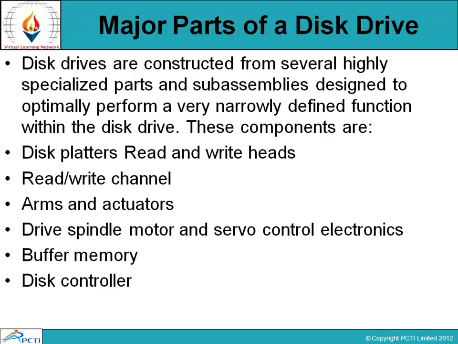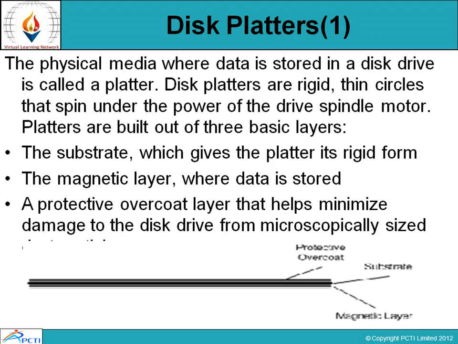Now, what is a disk platter? Let's see here: the physical media where data is stored in the disk drive is called a platter. Disk platters are rigid, thin circles that spin under the power of the drive spindle motor. What does this mean here? The disk platter is a small circular type of object that spins and moves on the power of the drive.